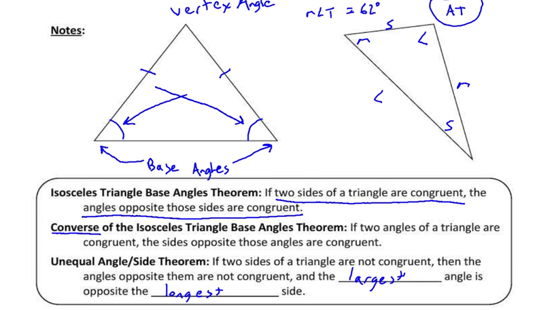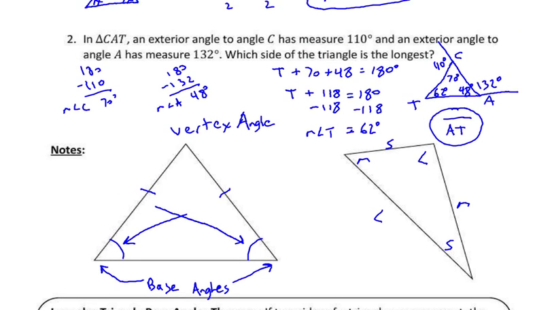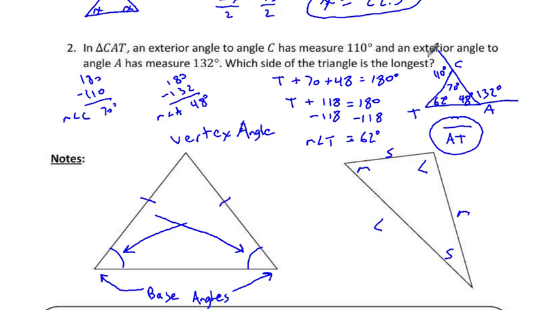If we come back up and look at the second example in our drill, or second drill question, the smallest side is the side opposite the smallest angle. The smallest angle is 48 degrees, so the smallest side would be side TC.